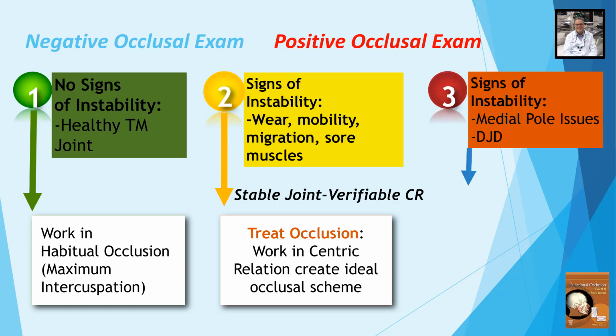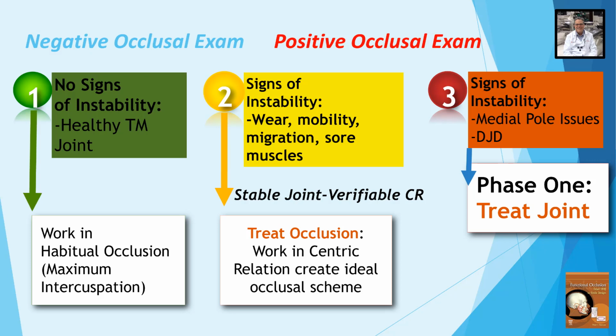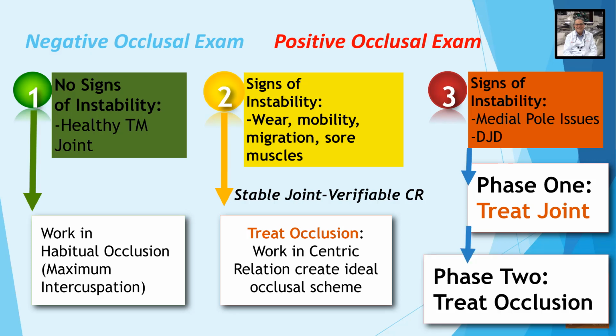And the third possibility, the second of the positive occlusal exam, is there's signs of instability, but now we get more of a problem within the disc itself, and that medial pole is involved, and maybe there's a disc dislocation, and it's not just a lateral pull. So if we have that, we want to stop, and we want to first treat the joint. And then once that joint is treated, then we treat the occlusion.